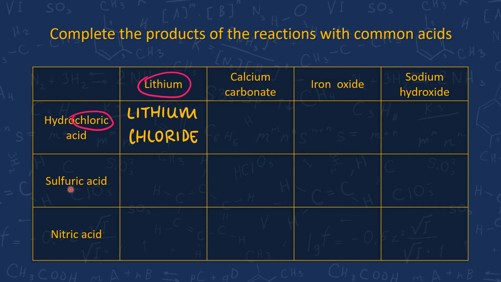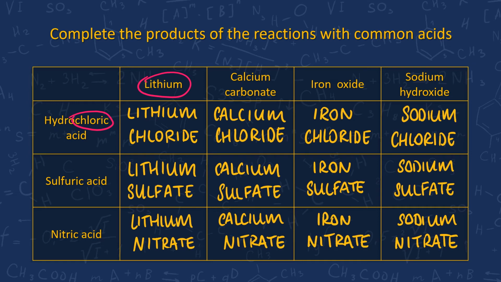If we were doing lithium and sulfuric acid, remember sulfuric acid creates sulfates and nitric acid produces nitrates. So the name of the metal first and then the name of the acid. So I'll do this one with you as well. So for lithium and sulfuric acid, it would be lithium sulfate. Okay, I want you to try and do the rest, please. Pause the video and I'll continue in 5 seconds. Right, answers are up now, so I want you to make sure that you've got all those correct, please.